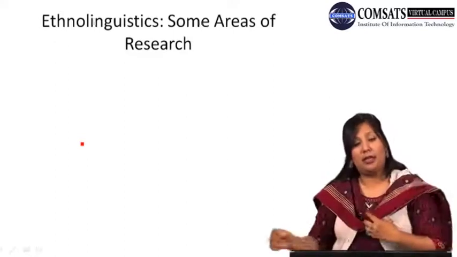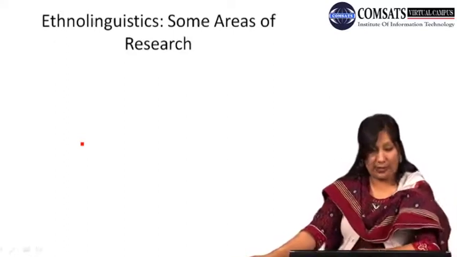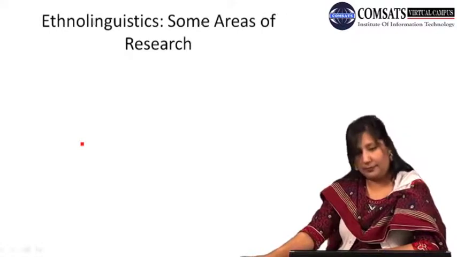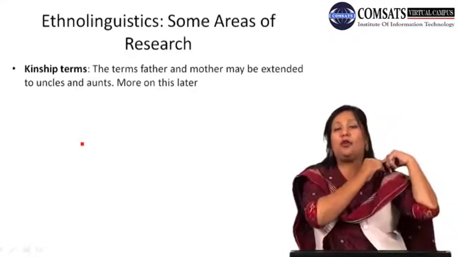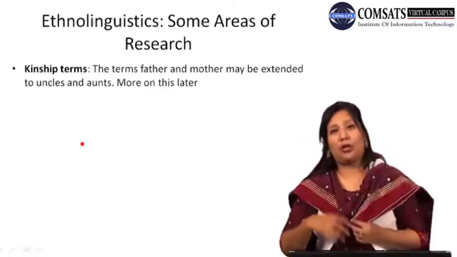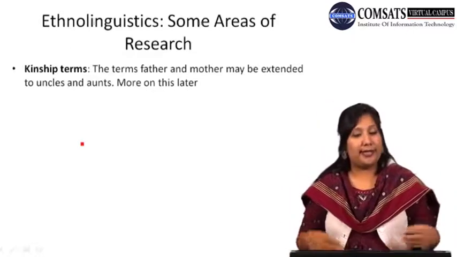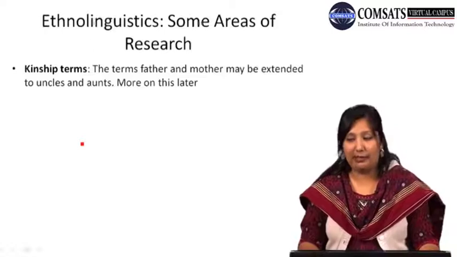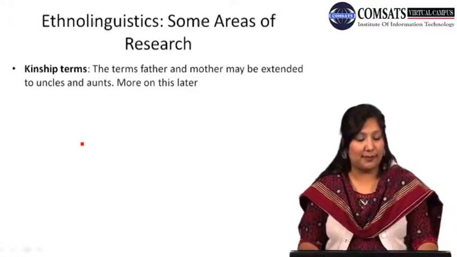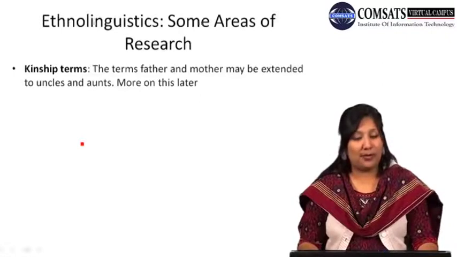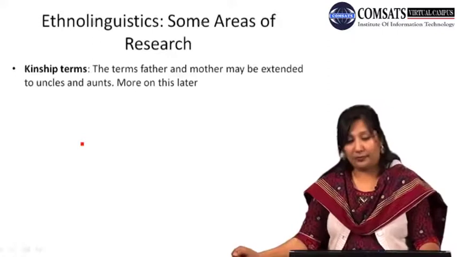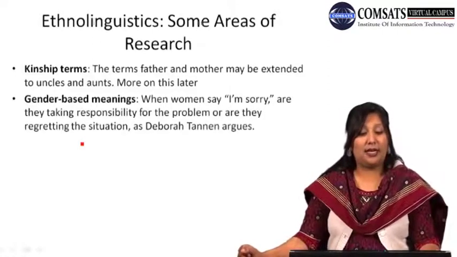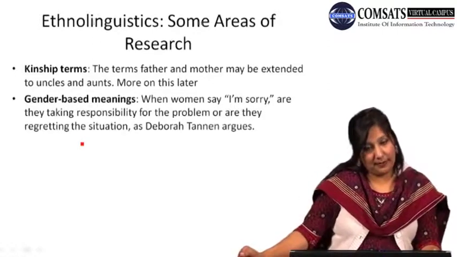Ethnolinguistics has some areas of research. Within ethnolinguistics, while we are talking about culture and language, there are some specific areas of research in that area. The first one is kinship terms. The terms father and mother may be extended to uncles and aunts. There are some gender-based meanings as well.